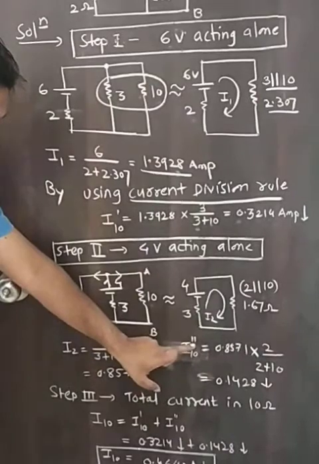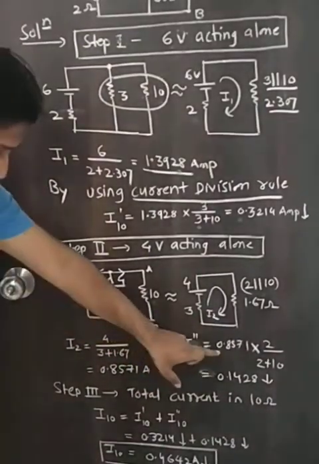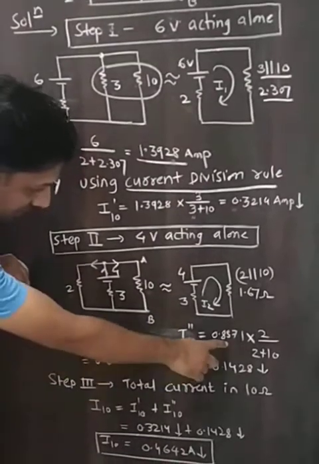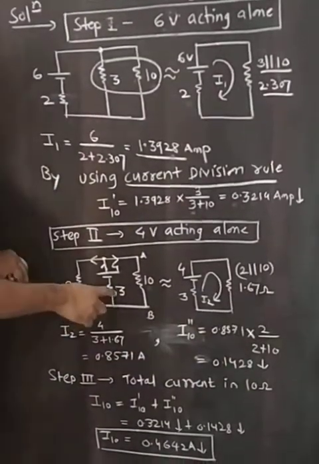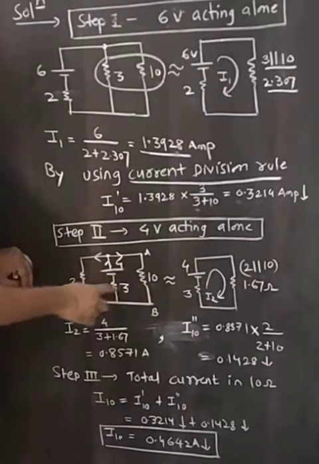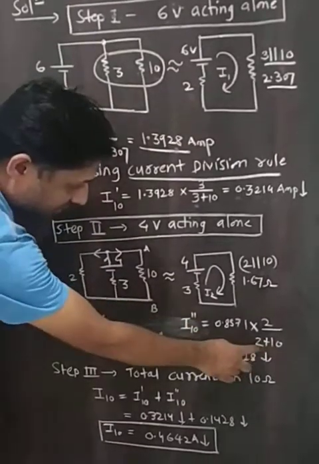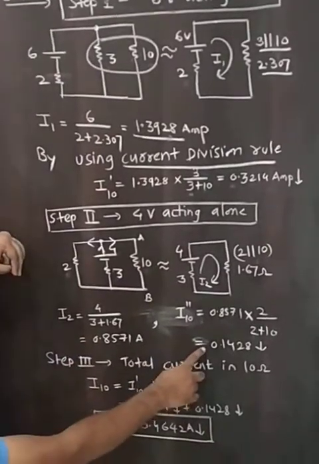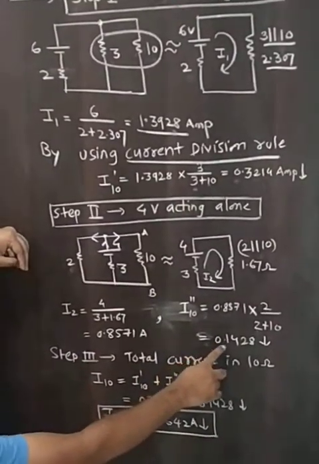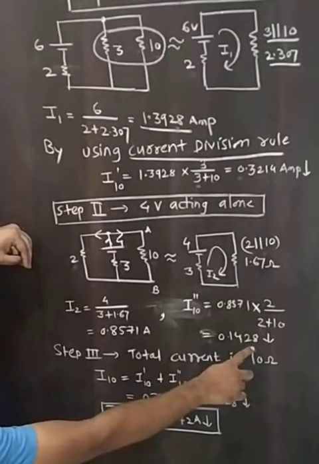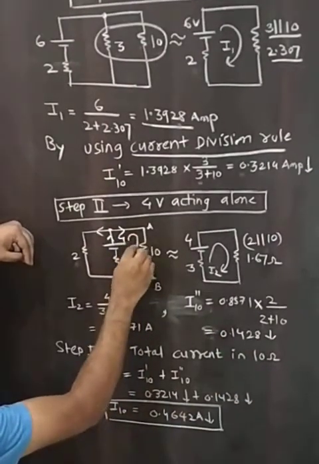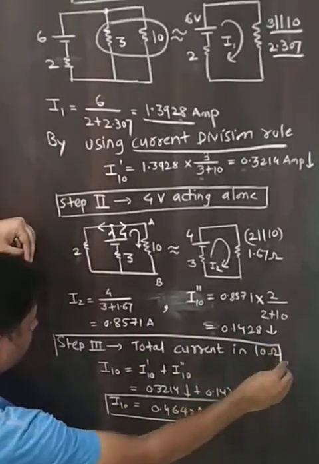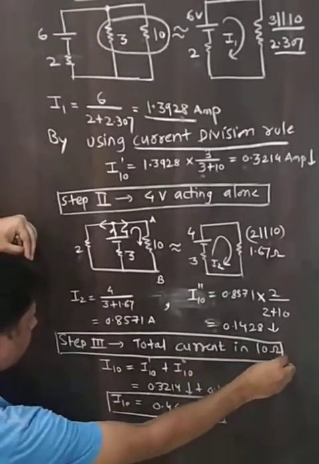I10 double dash, because of 4 volt, is equal to the total current 0.8571 multiplied by the opposite branch resistance. The opposite branch of 10 ohm is 2, divided by the sum of the resistances in which this total current is divided. So the current flowing because of 4 volt is 0.1428, and again the direction of current is downward.